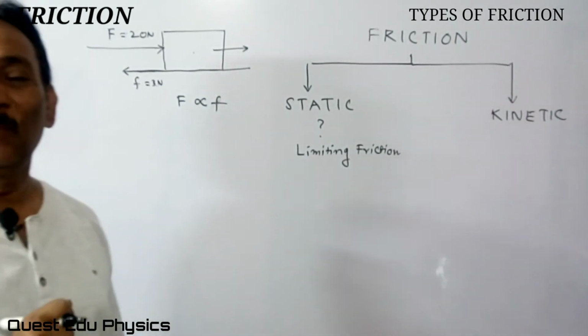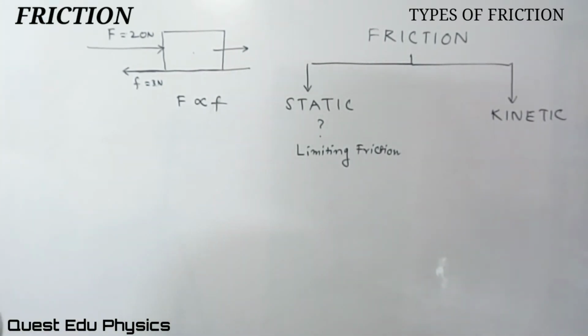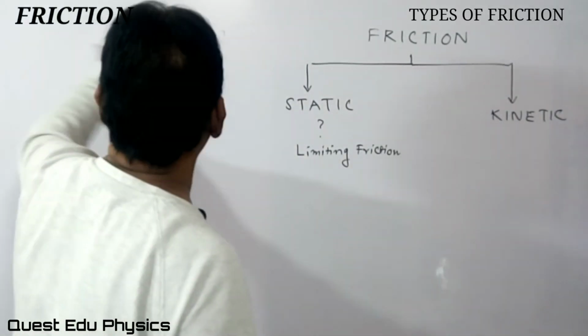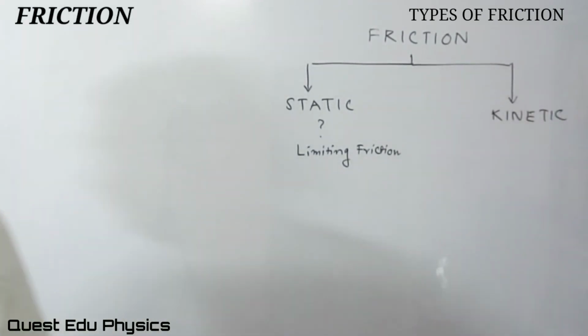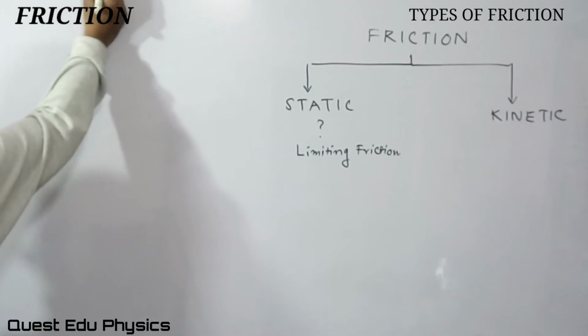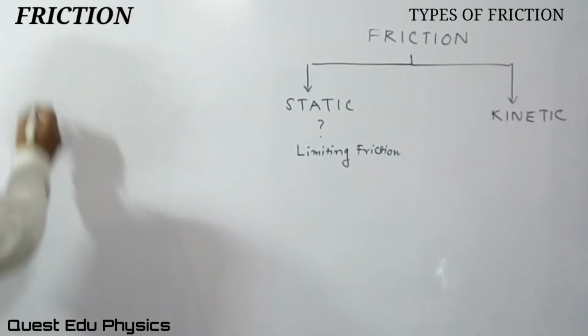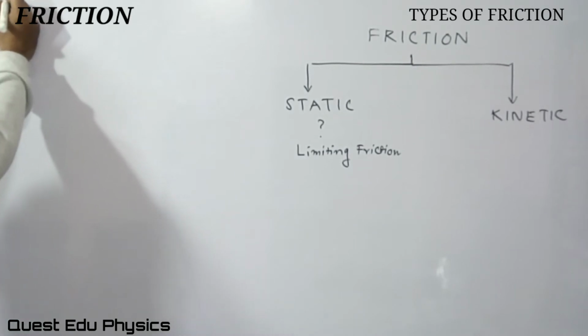Limiting friction is the maximum value of the static friction. After that, the body moves over the surface. I hope you understood. This can be understood very easily by a graph, students. We can say it is the applied force versus frictional force graph. Okay, students, let's take this graph and study this.